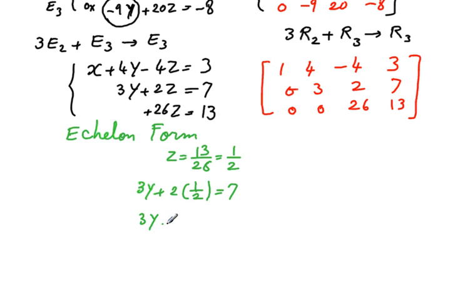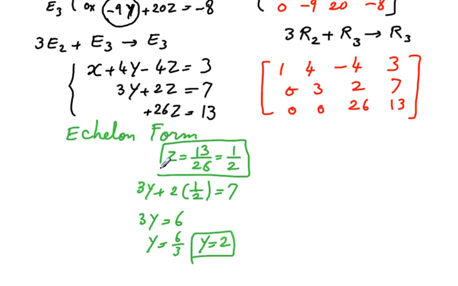We step backward. We have 3y plus 2z is equal to 7. So 3y is going to be equal to what? 7 minus 1 is 6. So your y is going to be 2. So far we have 2 of the mystery quantities, and then we go back up.